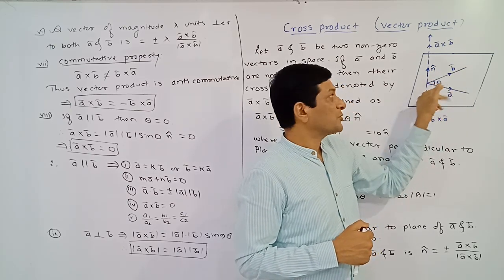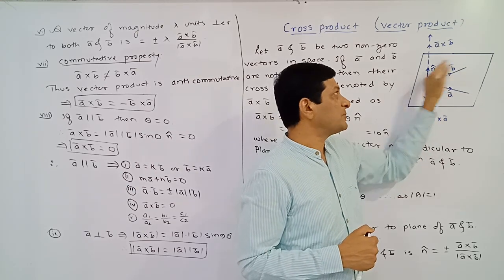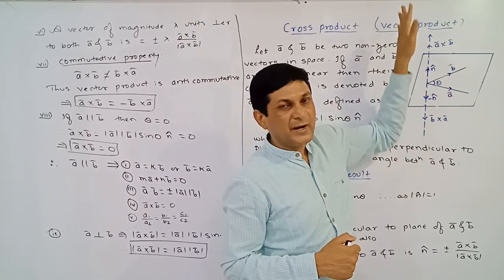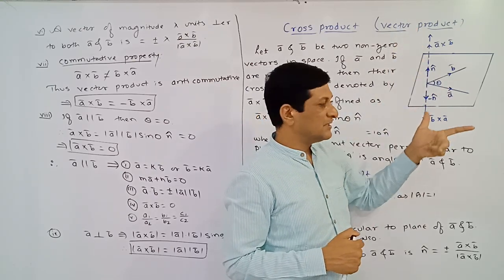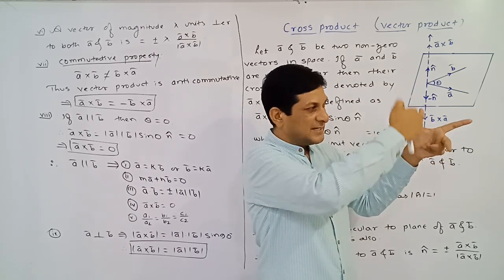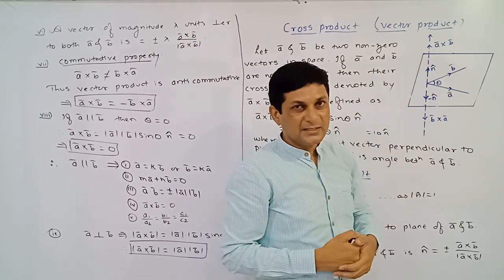Anti-clockwise direction. So at that time, the direction of a bar cross b bar is upward. It is definitely perpendicular to this plane, but it is in the upward direction. Or we can say that if this is a bar and this is b bar and theta is the angle between them, at that time this thumb represents what? The direction of a bar cross b bar, isn't it?